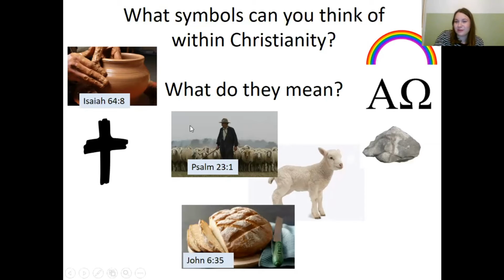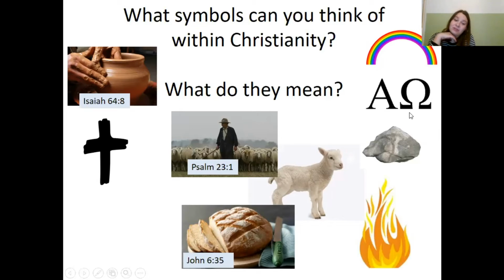I wonder if anyone knows what this is. These are the Greek letters Alpha and Omega, and that's like A to Z in Greek. So there's something in the Bible that says God is the Alpha and the Omega. So it's saying God is the start and the end.